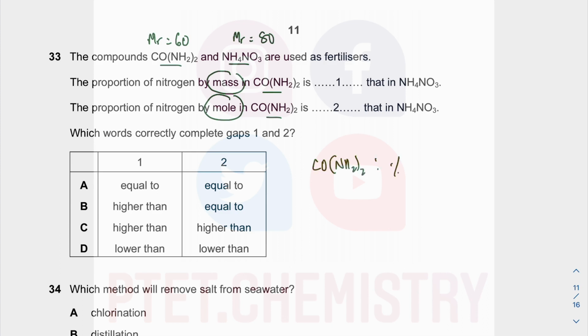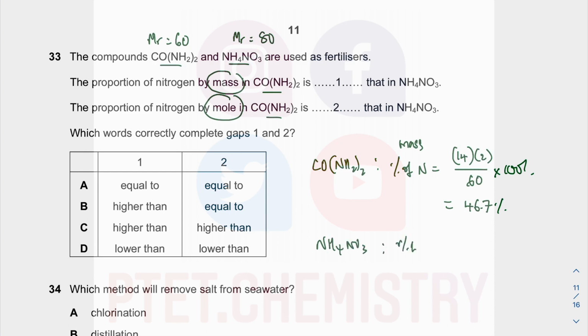So if I work out CO(NH2)2, the percentage of nitrogen by mass is going to be 14 for each nitrogen, I have 2 of them, divided by 60 times 100%. That gives me 46.7%. And then for the NH4NO3, I have the percentage by mass of the nitrogen being 14. Again, I have 2 nitrogen, 1 there and 1 there. Make sure you read carefully. That's divided by 80 times 100%.